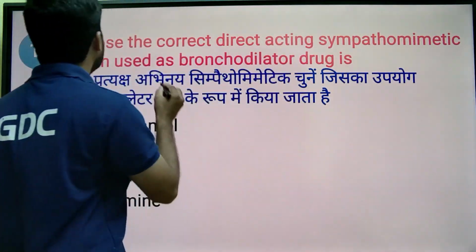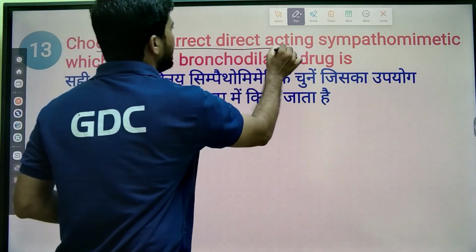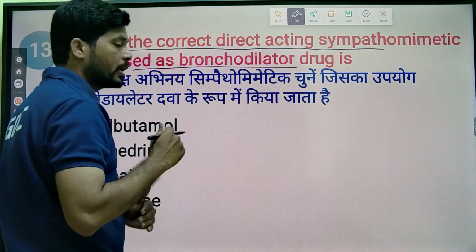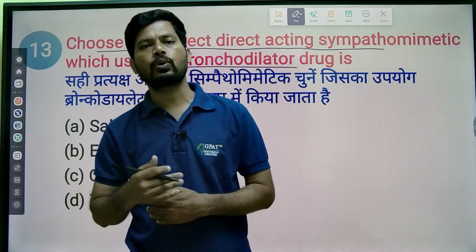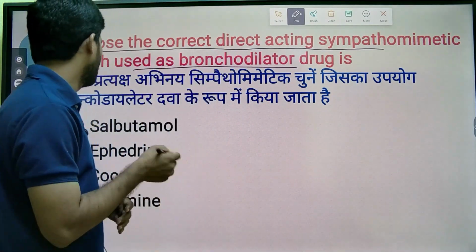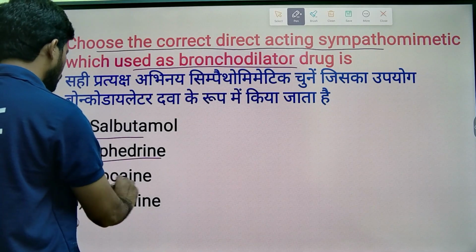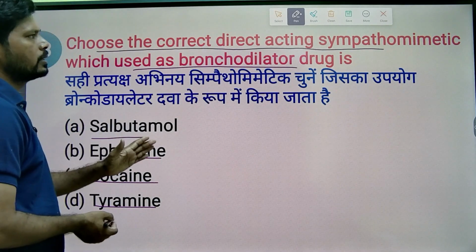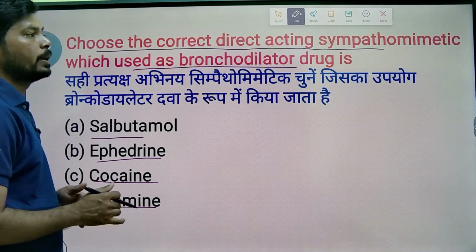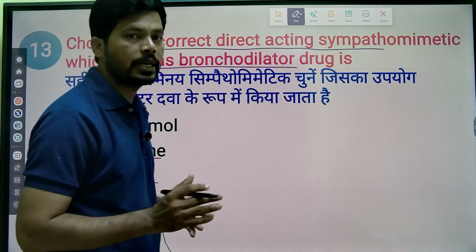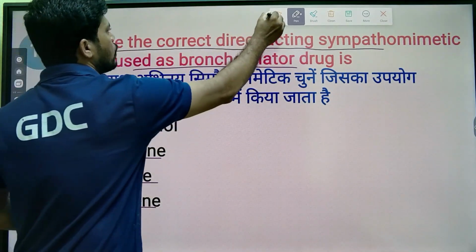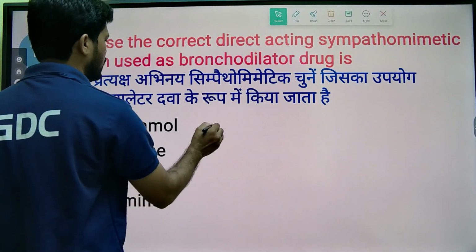Next MCQ. Choose the correct direct acting sympathomimetic which is used as a bronchodilator. A directly acting sympathomimetic that acts as a bronchodilator causes dilation of the bronchial smooth muscle and helps in the treatment of asthma. So salbutamol, ephedrine, cocaine, tyramine. Yes, the direct acting sympathomimetic and bronchodilator is salbutamol. Ephedrine is also a bronchodilator, but it is a mixed acting drug. In the sympathomimetics category there are mixed acting drugs, indirect acting drugs, and direct acting drugs. The answer is salbutamol, one of the common drugs for treatment of asthma.